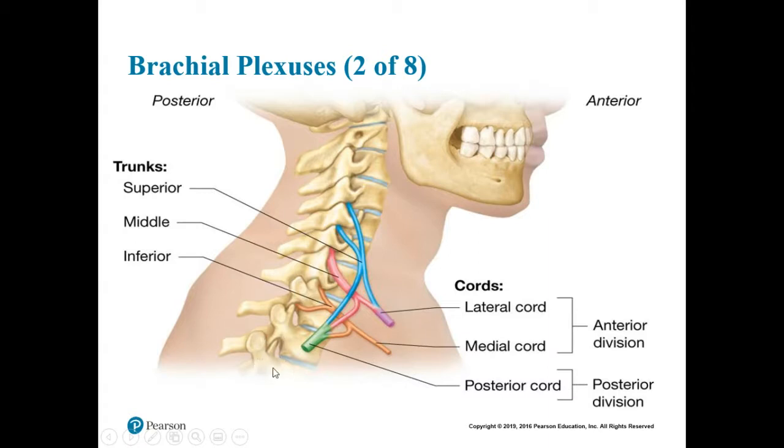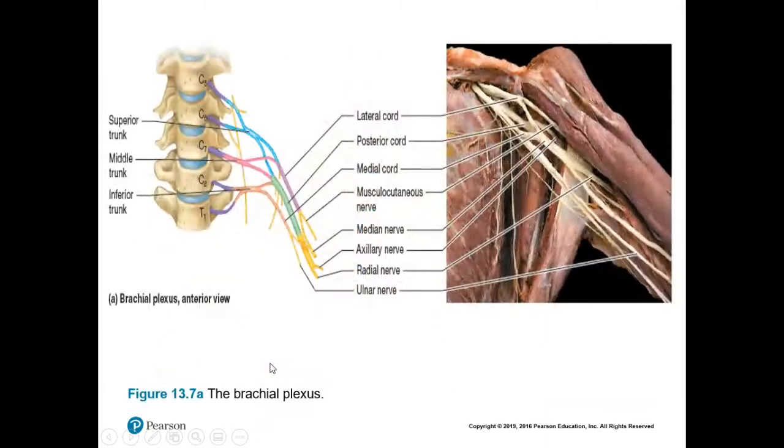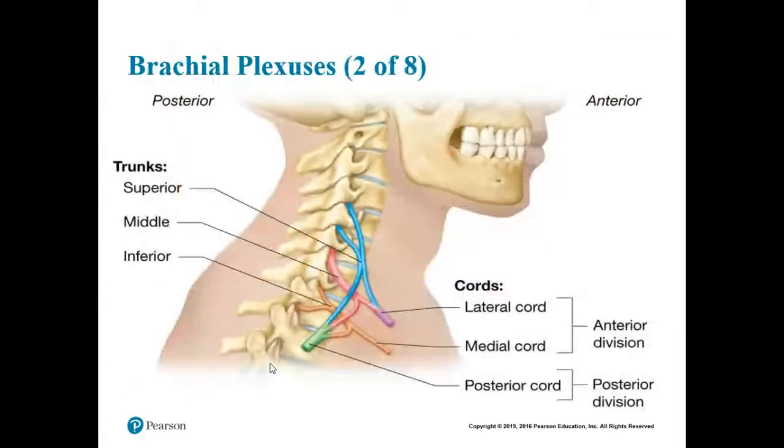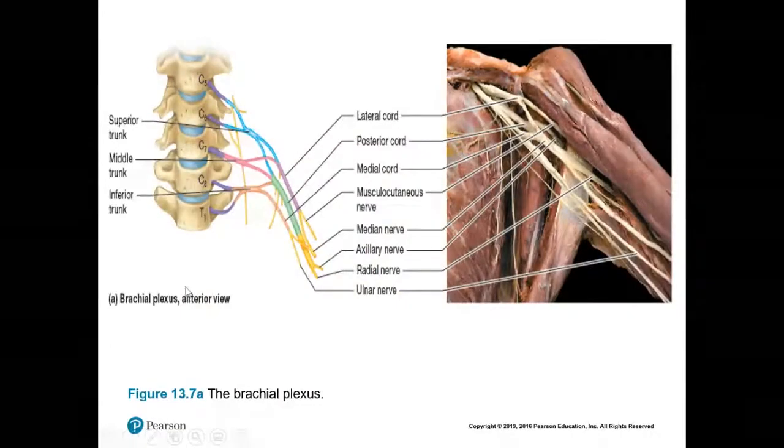All right, so that would be posterior cord right there. Now those that extend into the arm are going to be the superior, middle, and inferior trunks. Those are going to divide into the lateral cord, posterior, medial cord, and the musculocutaneous nerve, which is going to control most of the muscles of the upper arm. The median nerve, the axillary nerve, radial and ulnar nerve.